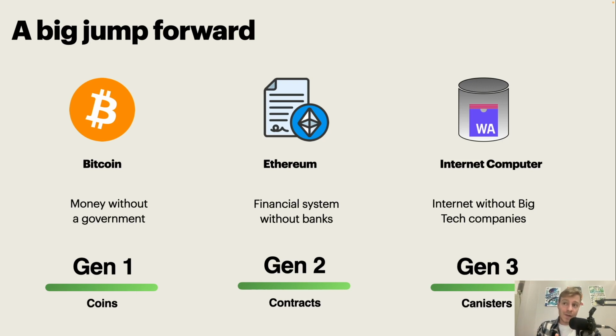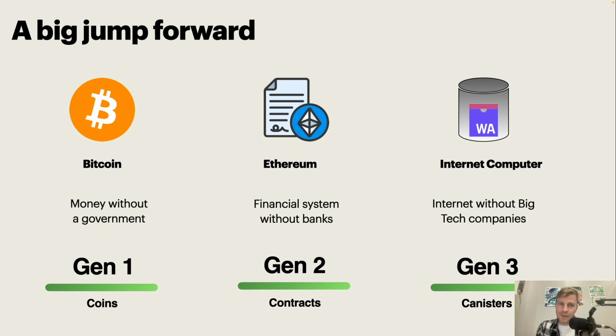So the primitive of Bitcoin was the coin itself. So we use the money. The primitive of Ethereum was the smart contracts. So that's how developers built mainly decentralized finance, a financial system that exists today that we can use. And now the Internet Computer introduces a new primitive, which is called a canister.